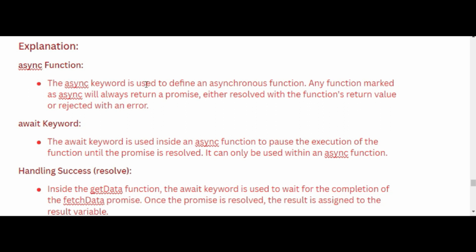Async function. The async keyword is used to define an asynchronous function. Any function marked as async will always return a promise, either resolved with the function's return value or rejected with the error. Await keyword. The await keyword is used inside an async function to pause the execution of the function until the promise is resolved. It can only be used within an async function.